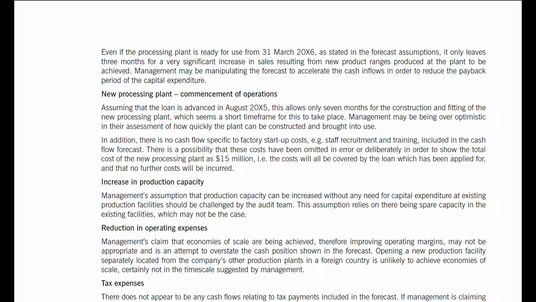Even if the processing plant is ready for use from 31st March 2026, as stated in the forecast assumption, it only leaves 3 months for very significant increase in sales resulting from the new product range produced at the plant to be achieved. Management may be manipulating the forecast to accelerate the cash inflow in order to reduce the payback period of the capital expenditure.